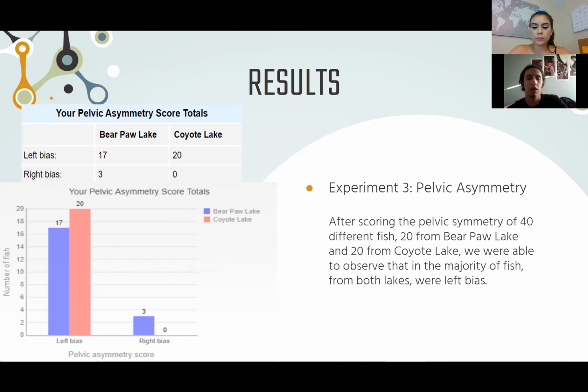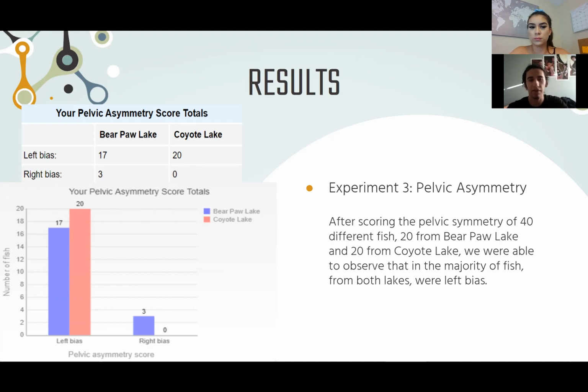Results 3. Here is the experiment results for our pelvic asymmetry experiment. Out of the 40 different fish, 20 from Bear Paw Lake and 20 from Frog Lake, out of all of them, we had 37 measured for left pelvic bias and 3 measured for right bias.